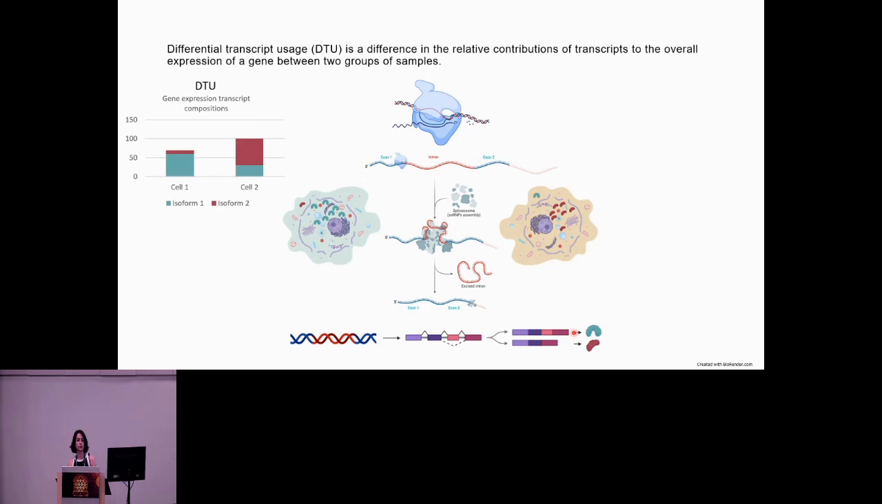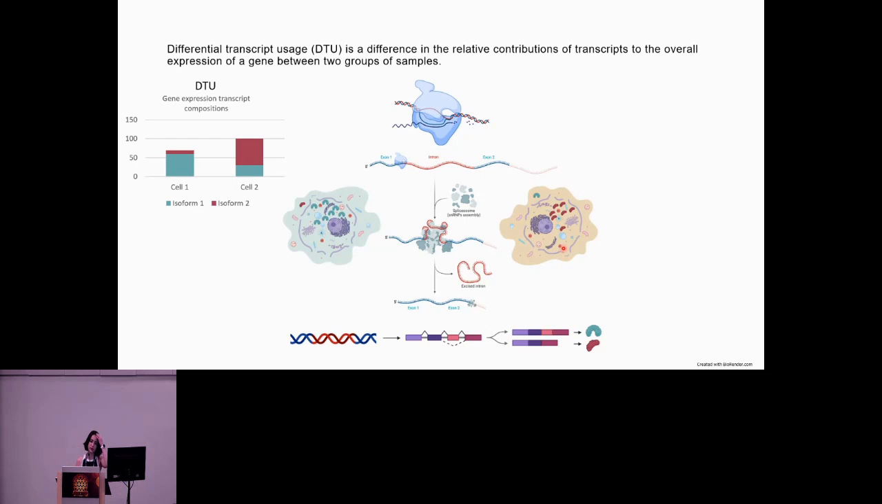So if you were able to quantify the relative contributions of these transcripts to the overall expression of this gene in these two cells, you would see that the dominant isoform for this gene changes between the two cells, and that is what we call a differential transcript usage. It's when the second cell here decided to use a different transcript for the same gene.